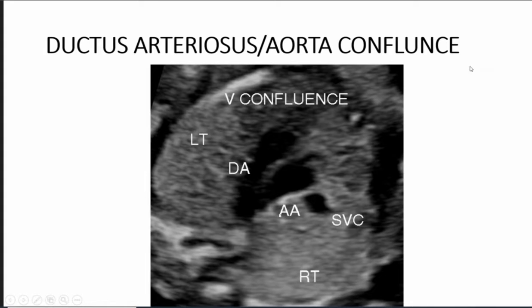This is the trachea. And this confluence or meeting of ductus arteriosus and arch of aorta is in the shape of an English letter V. And that is why we call this the V confluence of the three-vessel tracheal view.